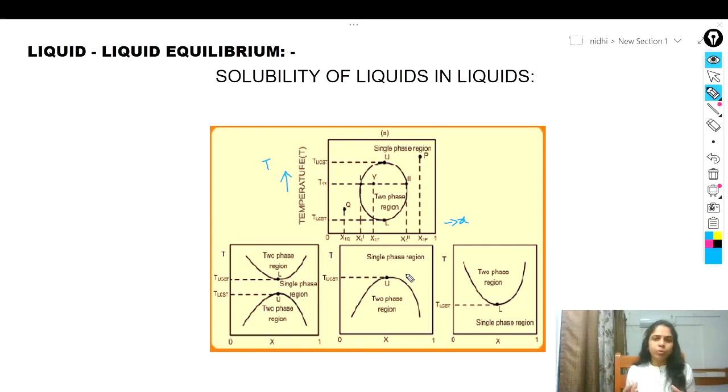There must be some forces between them, and then they form a homogeneous solution or miscible solution, right? So hope you understand this.